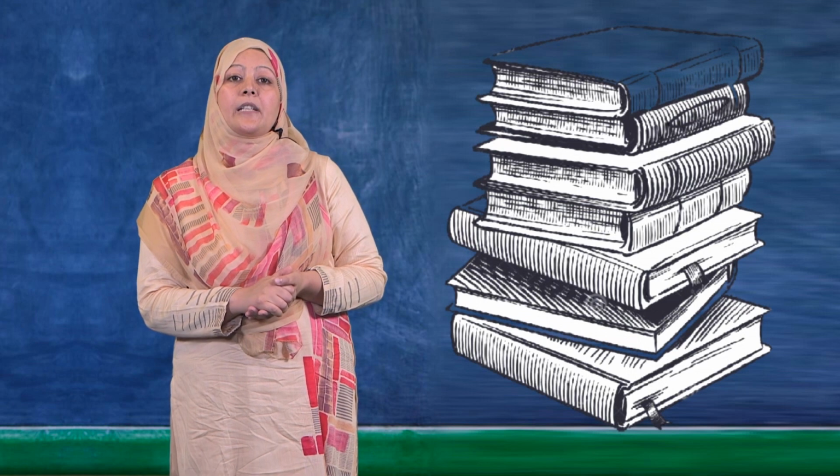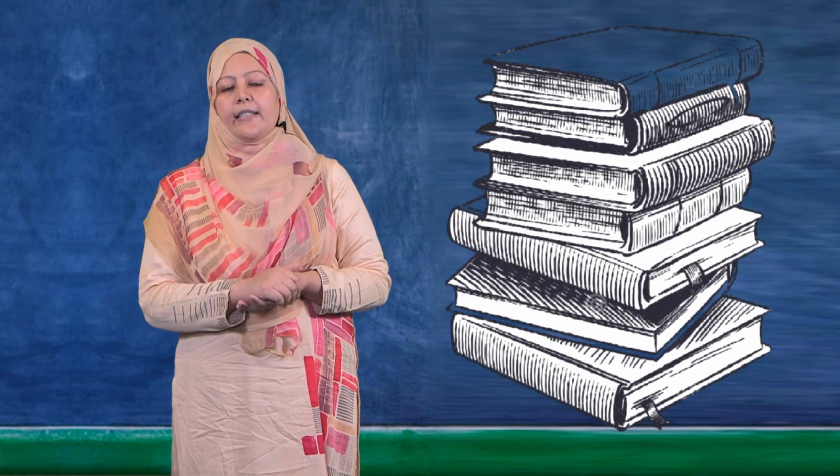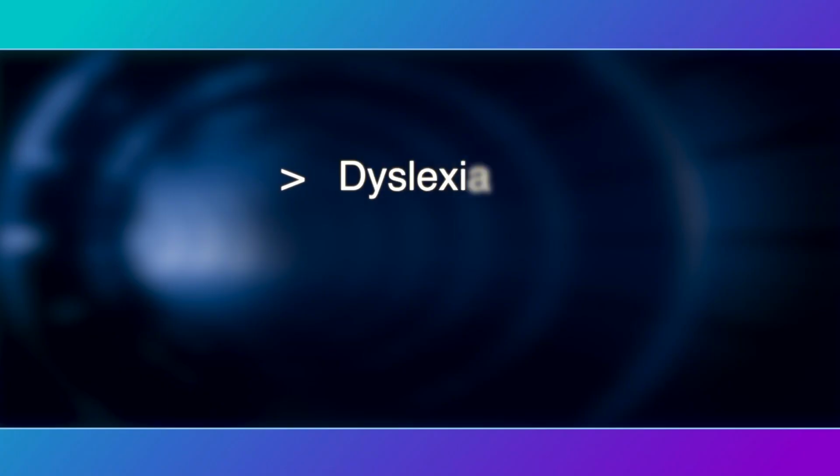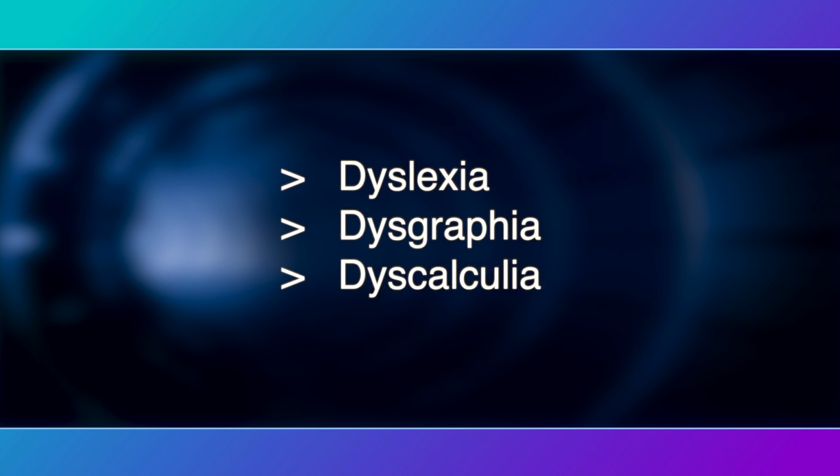Learning disabilities can also be divided into 3 broad categories: developmental speech and language disorders, academic skill disorders and coordination disorders. In particular, psychology professionals study these learning disabilities. Underneath the learning disability umbrella, many disabilities are categorized as one of the 3 types: dyslexia, dysgraphia and dyscalculia.